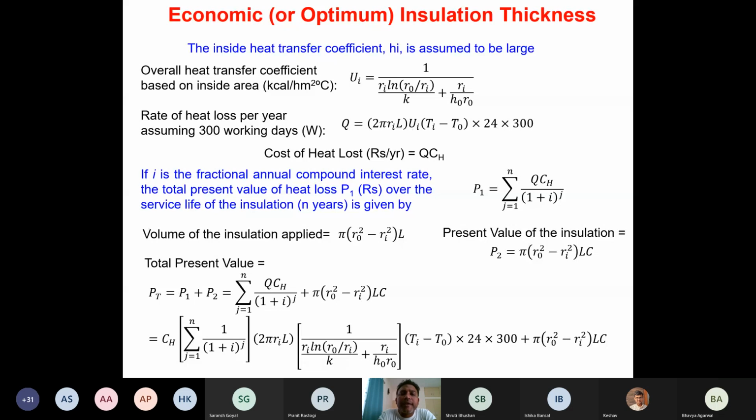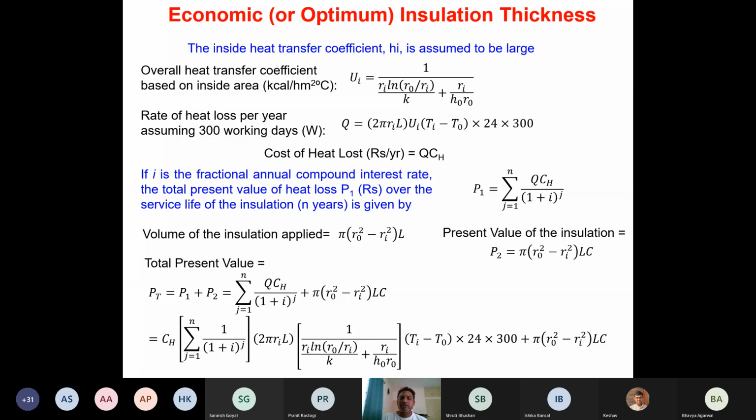Here, remember this overall heat transfer coefficient is given per hour. So that means we have to multiply it by the total amount of hours, and we are calculating the rate of heat loss per year. So 24 hours into 300 is multiplied here, because we are assuming 300 working days in a year. So Q is obtained as area into UI into delta T into 24 into 300. That is going to give me the rate of heat loss per year. Per year is very important. Is it clear to everyone?